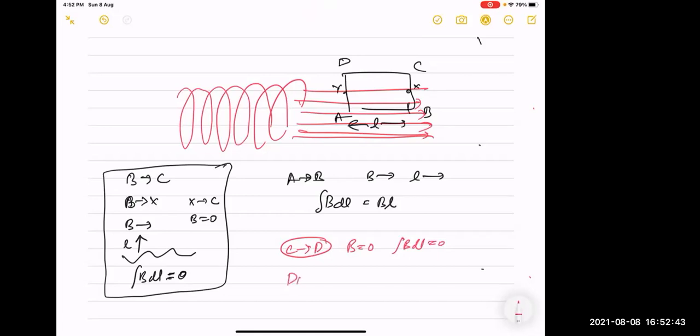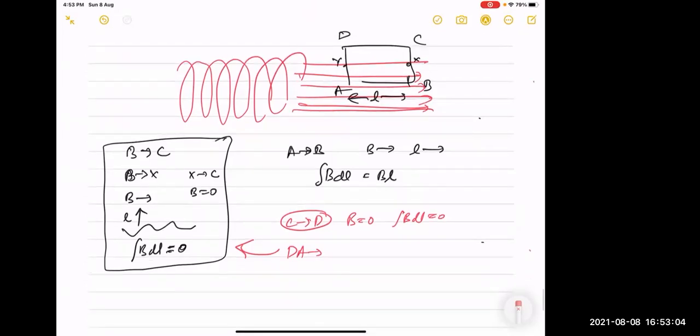And from D to A, again the same thing. From D to Y it is 0 because, Anushka, tell me why? Because there is no magnetic field there. And from Y to A, why is it 0? Because of the angle between them. So what is the net? Only this part was non-zero, which was BL, right?